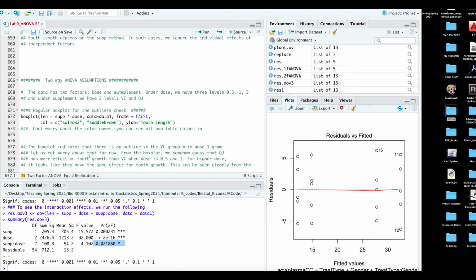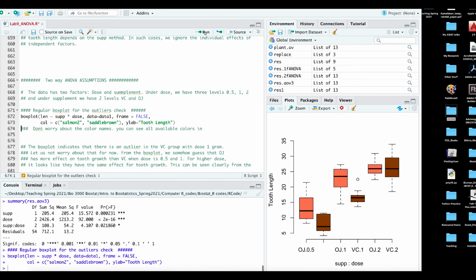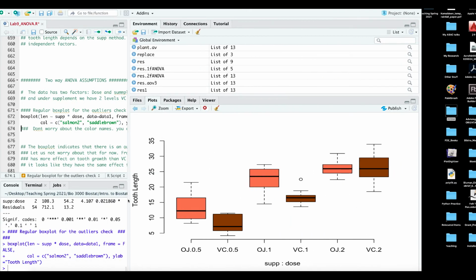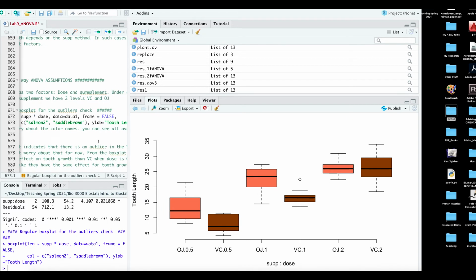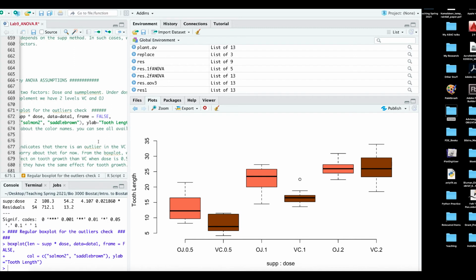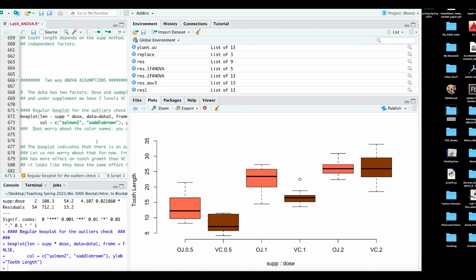So let us do the assumption test. You can do the box plot, okay. If you do the box plot, you see that, so what does that orange stand for? So the orange, and let me see what it says, salmon 2 and saddle brown is for supplement and then dose, right? Oh, you know what, I should have given the labels. This orange is the orange juice, okay. This orange is for the orange juice, and then this is the vitamin C.